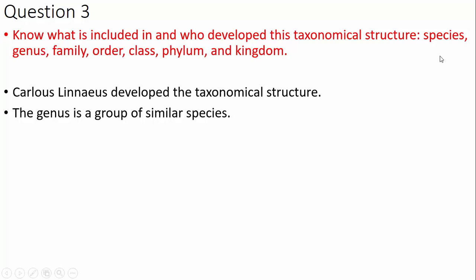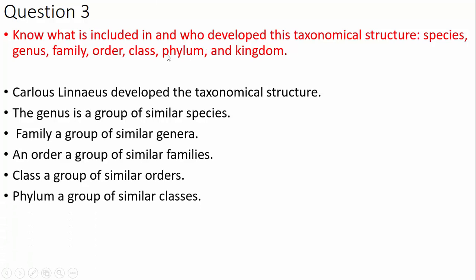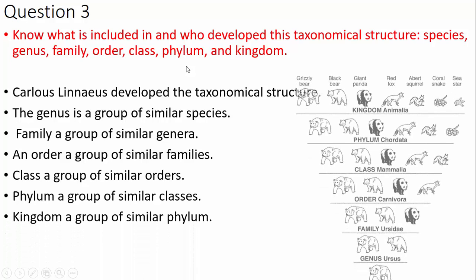So if you take all a species and you group them together, you're going to get a genus. You can take the genus, group them together, and put them into a family. You can take the families that are similar, group them into an order. You can take similar orders and group them into a class. You can take similar classes, group them into a phylum. You can take similar phylums and group them into a kingdom.